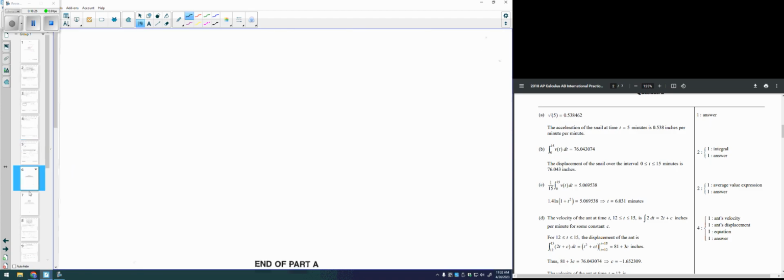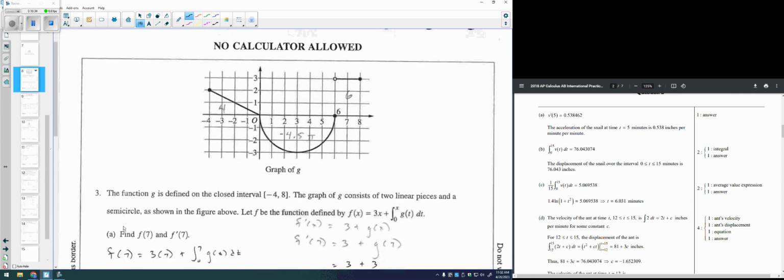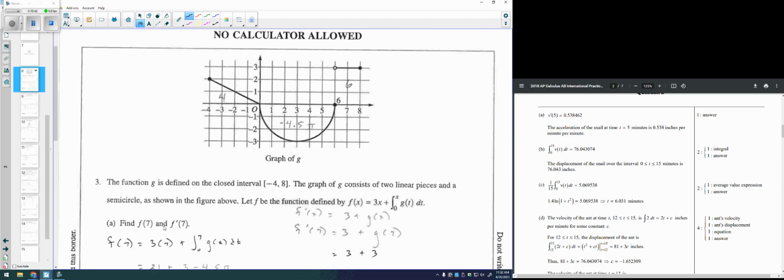Okay, switching gears, way down there. Calculator part. Make sure you know the area of a circle. I won't guarantee it, but there's a very good chance that it'll show up somewhere. Area of a circle is pi r squared. You have to know that. Okay. This is a graph of g. That's the first thing I would notice. This is a graph of g.